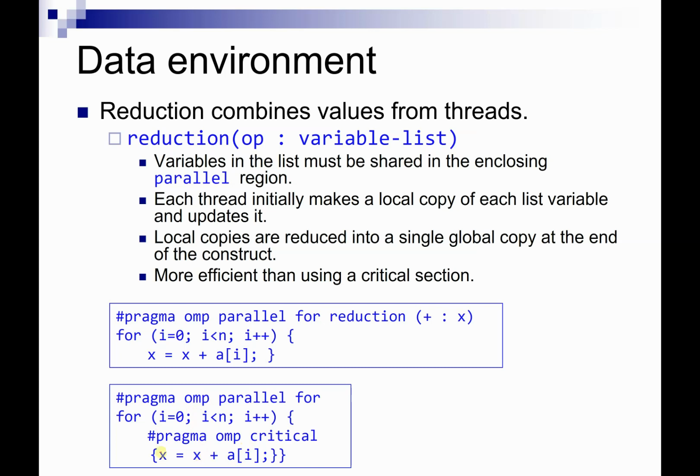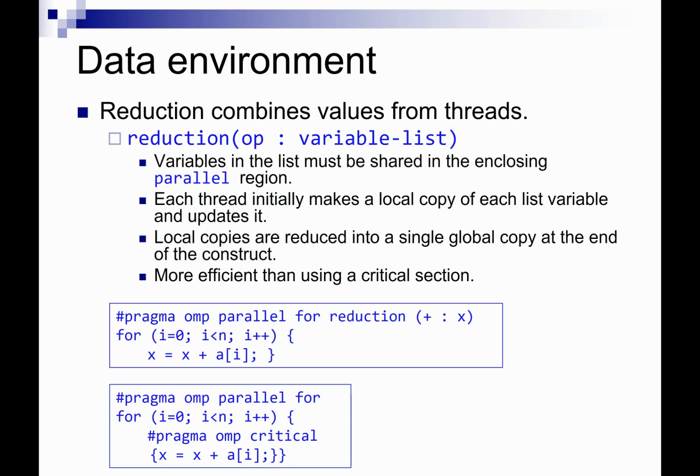But because this x is being shared by different threads, we need to make sure that the different threads don't collide with each other. And so one way to do this is to put a critical section around the access to x.